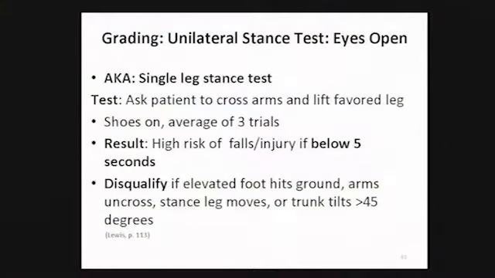Have an average of 3 trials of standing on one foot, see how many seconds they can do this, and what's the result. If they can't stand on one foot for at least 5 seconds, if the elevated foot hits the ground, the arms uncross, people go to reach, the stance leg moves, or the trunk tilts more than 45 degrees, they're done. There's a very high risk of falls if they can't stand on one foot for at least 5 seconds. So we call those our cutoffs. What's our cutoff? 5 seconds here.